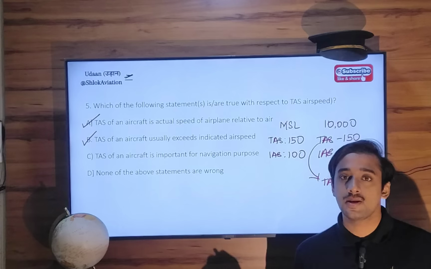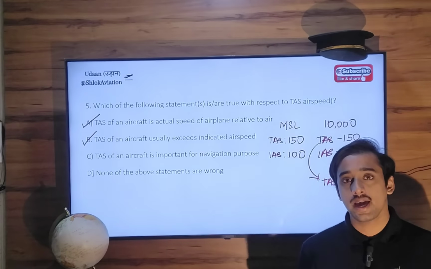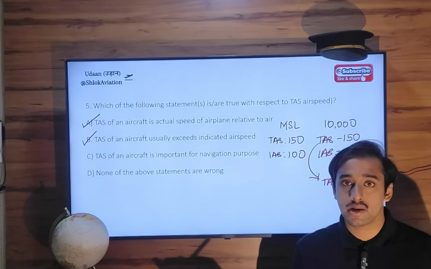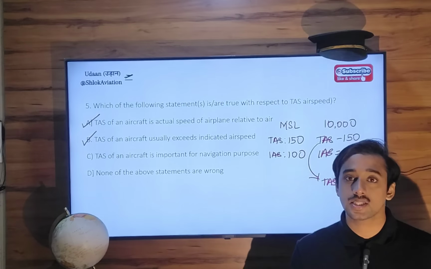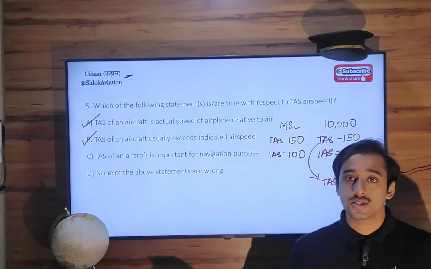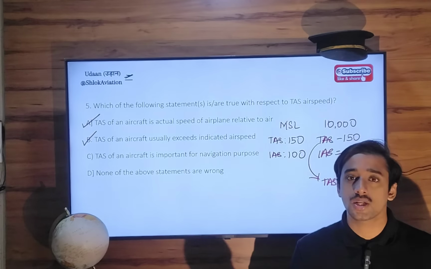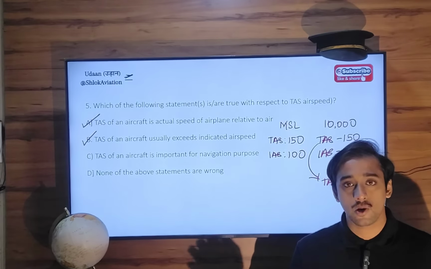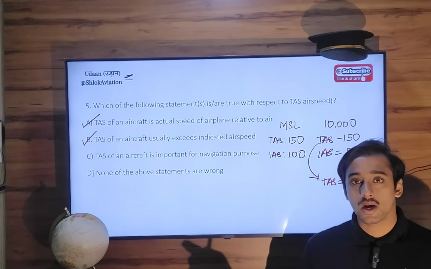Usually, true airspeed of aircraft will always exceed your indicated airspeed. Why? Because your aircraft are designed to fly at higher altitudes where fuel combustion is efficient, and you tend to reach your destination faster when you fly at higher altitudes, right? And at those altitudes, you will definitely get an indicated airspeed which is much lesser than the true airspeed because pressure decreases at higher altitudes. So, option B is also correct.